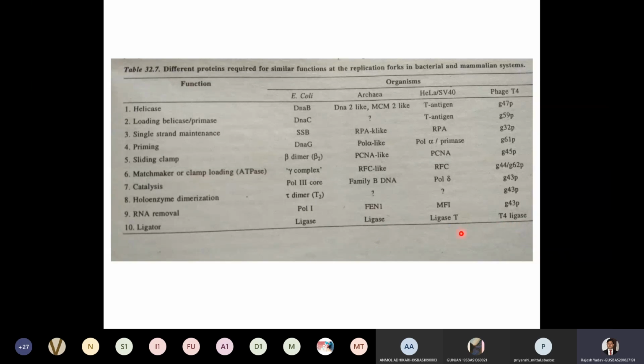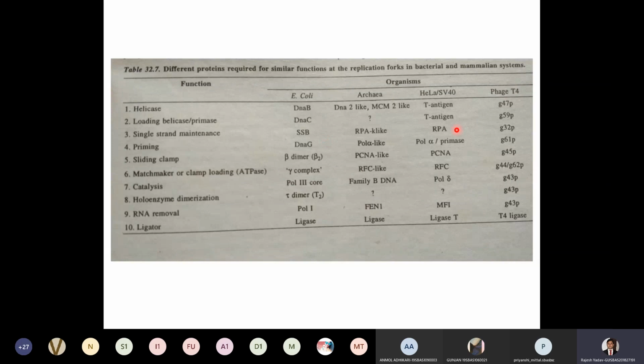Now the summary of this table: in different organisms, the same enzymes may be present in different forms. That means some protein will do the work equivalent to this protein. That is why first I explained the replication in the E. coli bacteria. You have to remember all these proteins carefully, then you can compare with the different proteins. If you don't remember these proteins, then how can you compare? So that is why I explained many times, so that you can learn replication in E. coli bacteria properly.